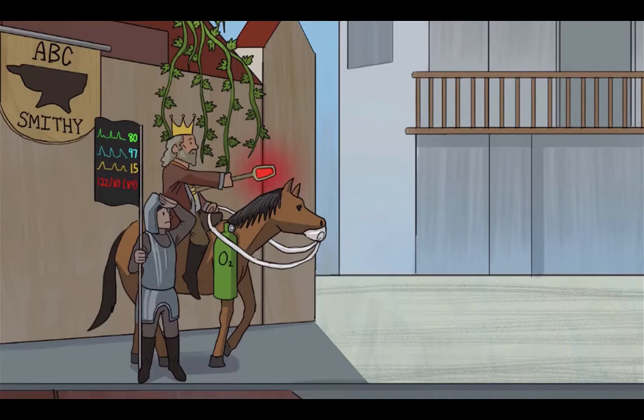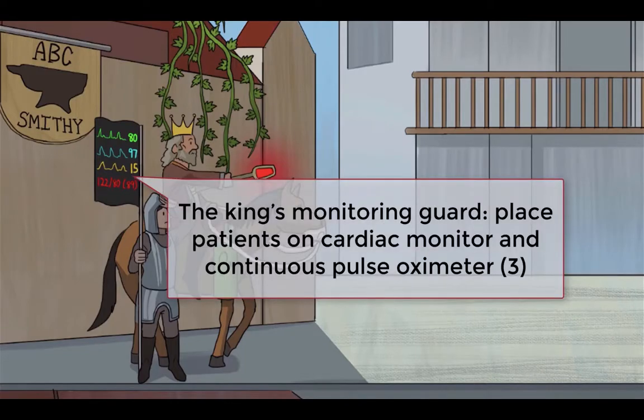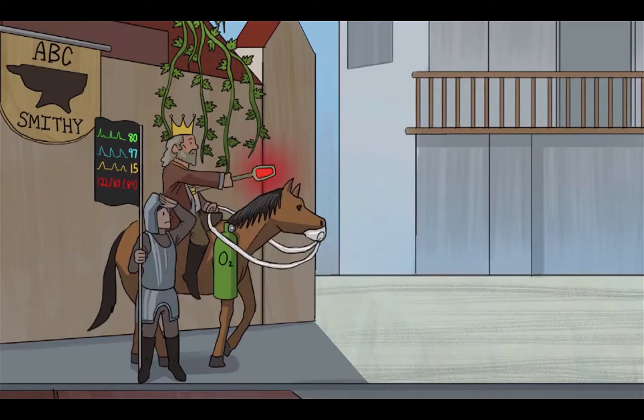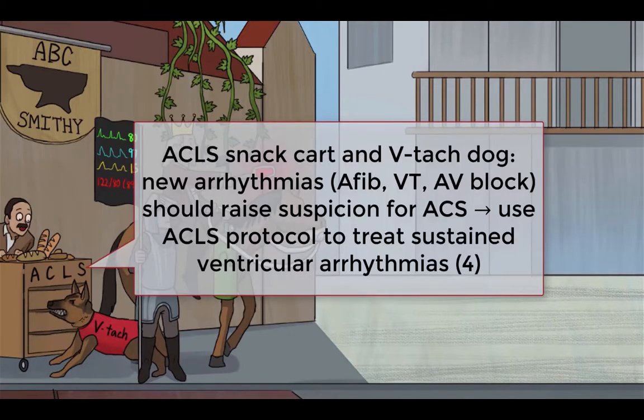Am I right? For all patients, even those who are hemodynamically stable, make sure they're on a cardiac monitor and continuous pulse oximeter. And this guard holding the cardiac monitor flag is keeping a lookout, looking for any dynamic changes or arrhythmias. New arrhythmias such as atrial fibrillation, ventricular tachycardias, or AV blockade can be seen in ACS. For sustained ventricular arrhythmias, treat based on the ACLS protocol.